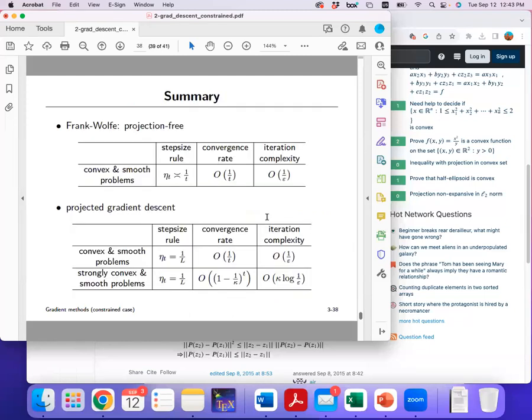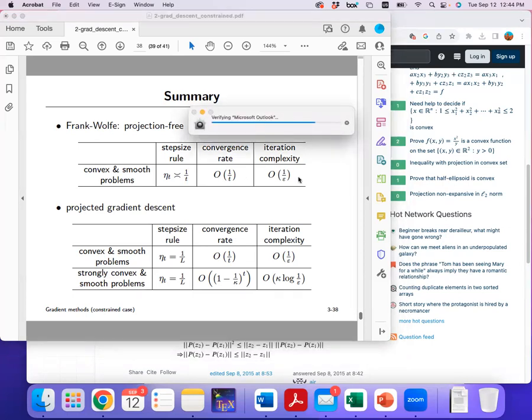So this is to summarize the two algorithms that we introduced. One is Frank-Wolfe, one is projected gradient descent. For the Frank-Wolfe algorithm, we have shown that for convex and smooth problems, if we choose such a step size, the convergence rate is about 1 over t. And the iteration complexity is 1 over epsilon if we want to achieve epsilon accuracy.